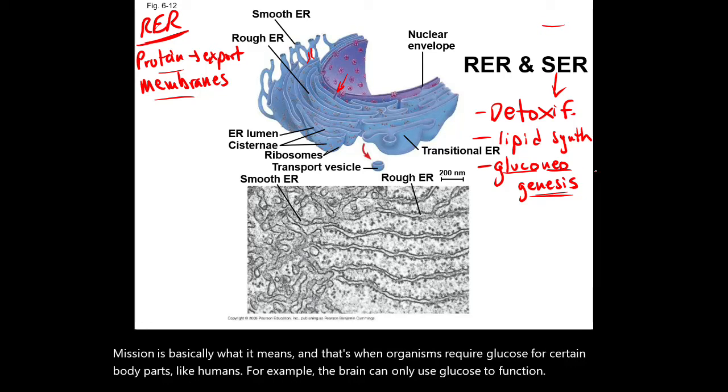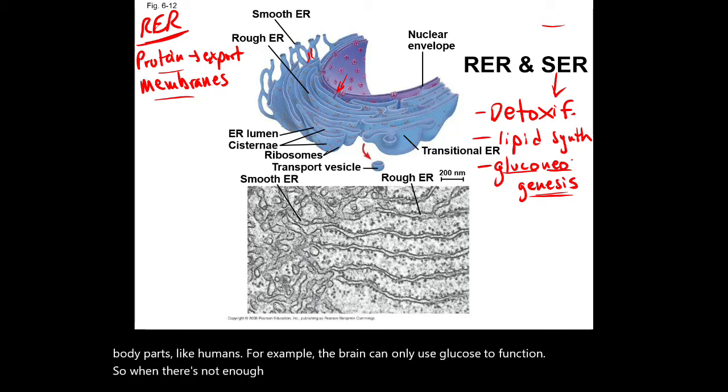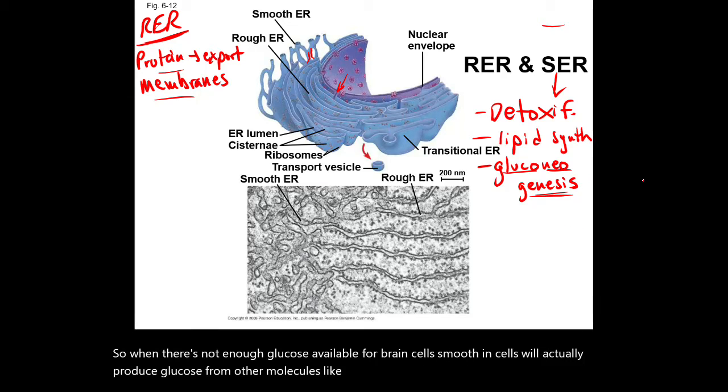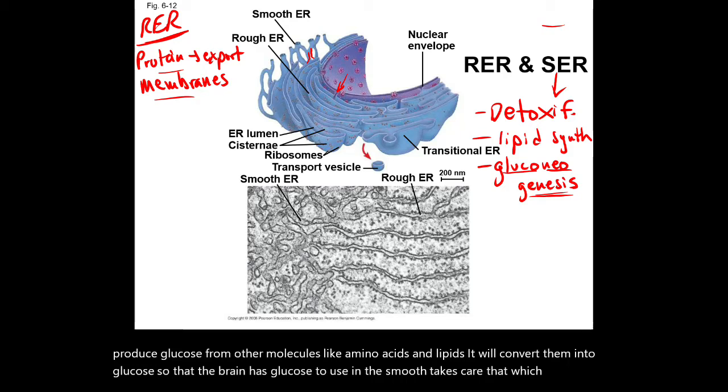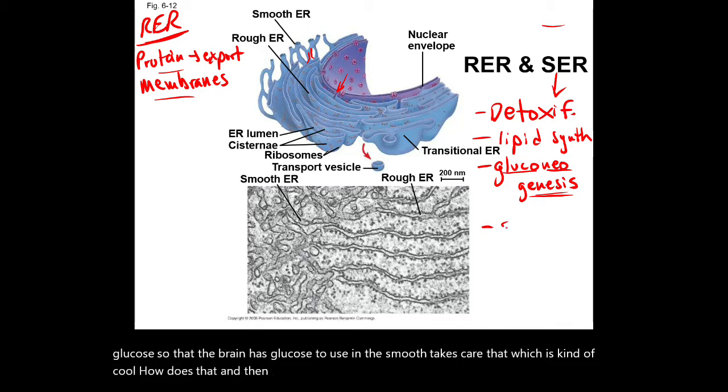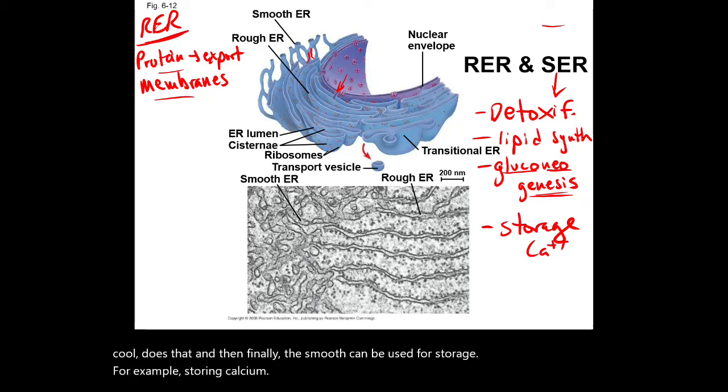So when there's not enough glucose available for brain cells, the smooth ER in cells will actually produce glucose from other molecules like amino acids and lipids. It'll convert them into glucose so that the brain has glucose to use, and the smooth ER takes care of that, which is kind of cool. And then finally, the smooth ER can be used for storage, like, for example, storing calcium, which is something we're going to bring up again in chapter 11.